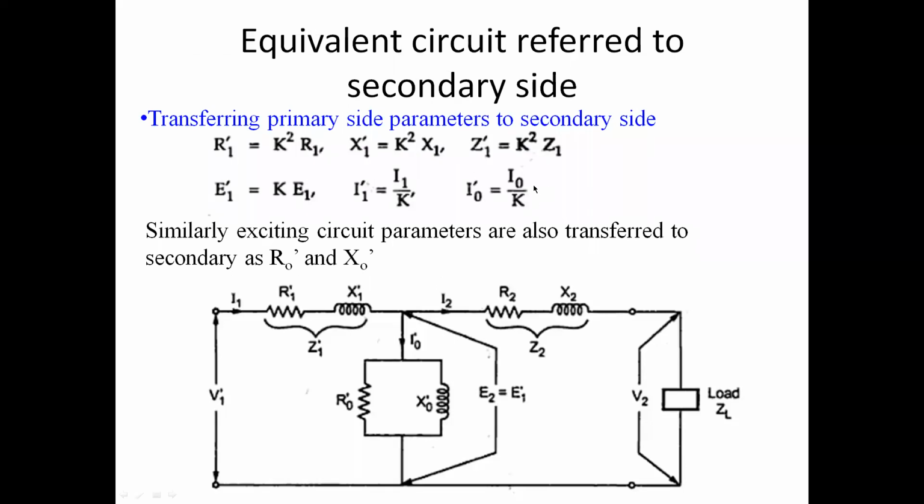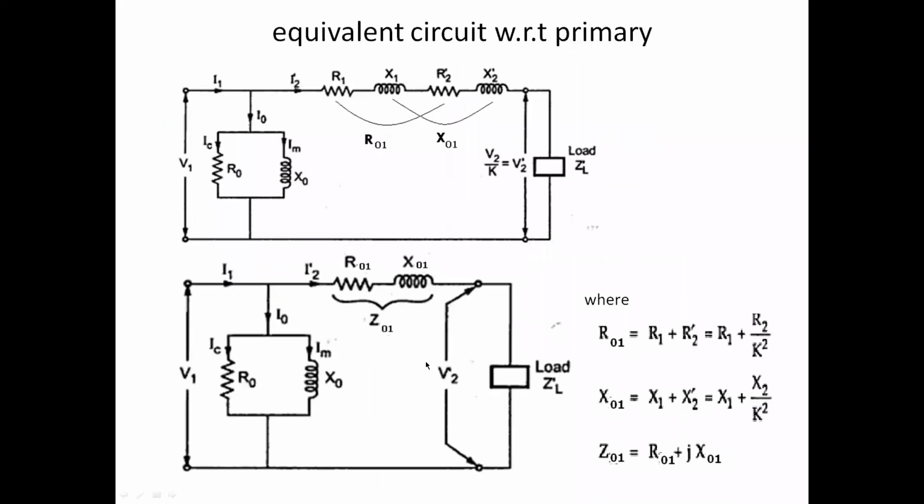I0 also, X0 also. Similarly, we can transfer R0 and X0 also. They are multiplied with K square also. Now the total equivalent resistance and impedance as referred to the primary side.